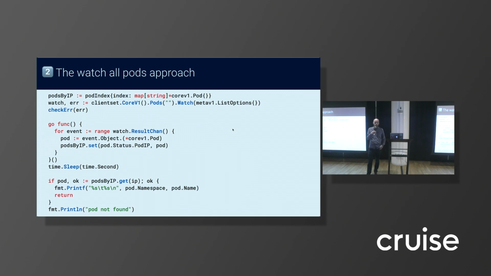Okay, so this implementation looks a little different. First we create our pod index, and then we call the watch endpoint. At that point, we spin up a separate Go routine that's constantly populating the index based on the watch events it's receiving from the watch endpoint. The watch endpoint just streams these events back repeatedly. So every time a new pod is created, it will take its IP address and put it in the in-memory map.